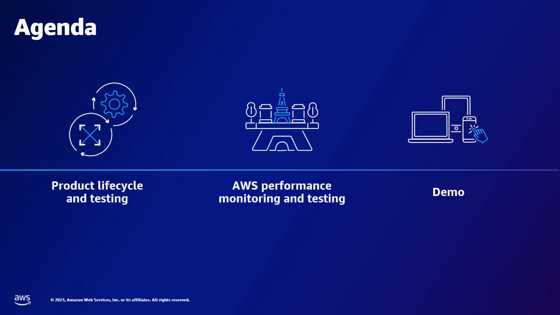Then we'll look at some of the tooling in AWS that can help you to easily jumpstart your performance monitoring and testing. Finally, we will look at a simple pet store online shop that I have built and then use those tooling to help us understand the performance and potential bottleneck of this application.